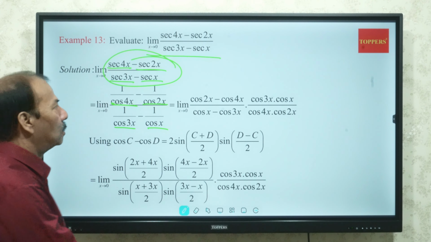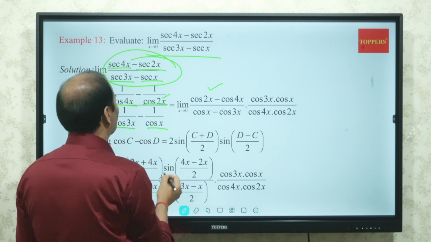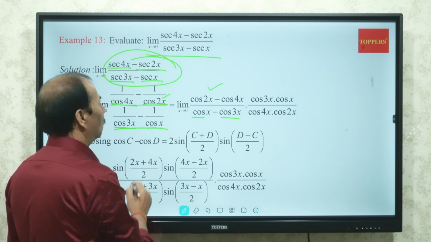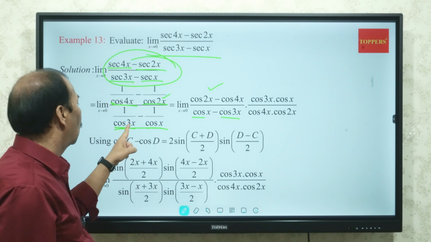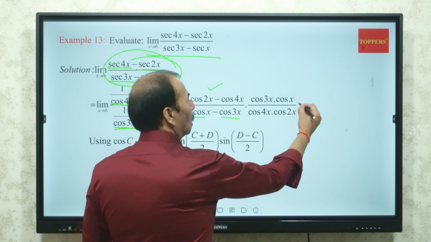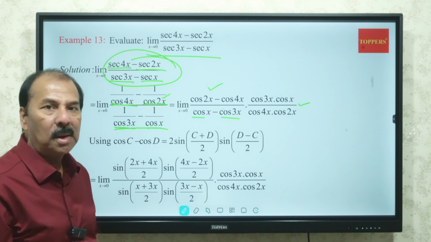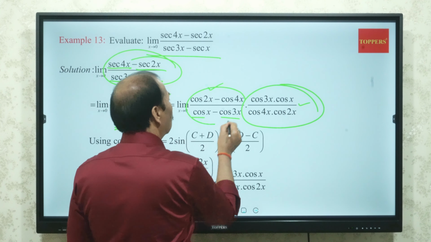Just arrange the terms and you are getting from here cos 2x minus cos 4x divided by cos x minus cos 3x, into how much? Here the LCM is how much? Cos 2x into cos 4x, and here it is cos x cos 3x. So these terms are arranged just like this. The limiting value of this, as far as the indeterminacy of the function is concerned, is not depending on this, it is depending only on this part.